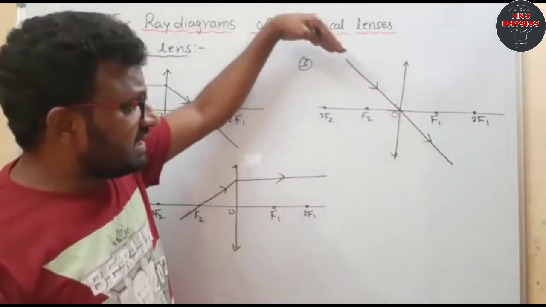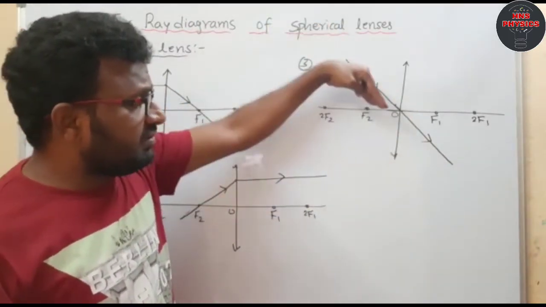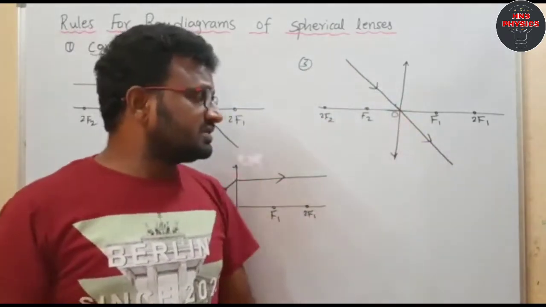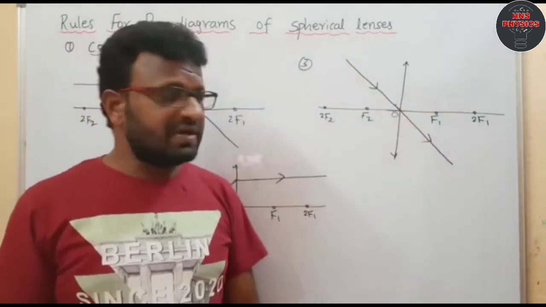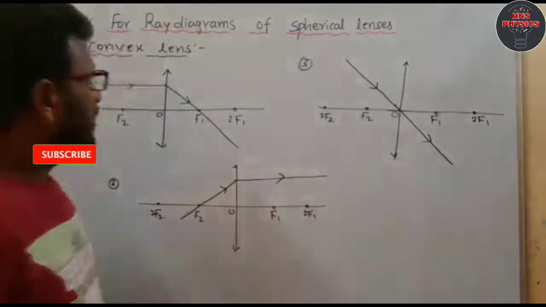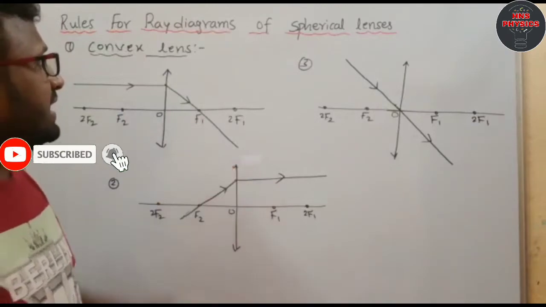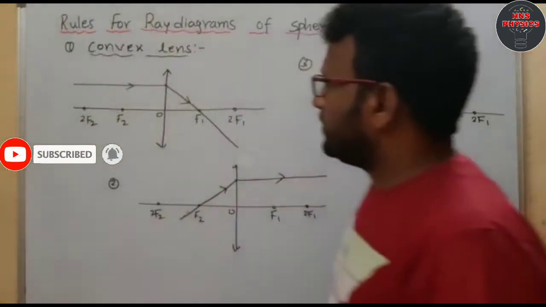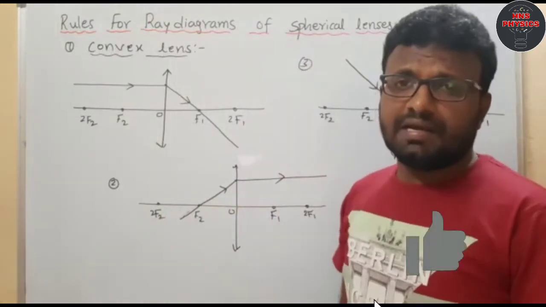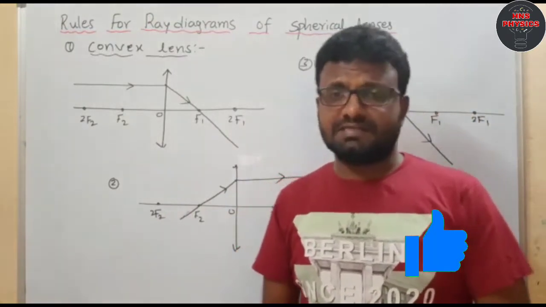That means the ray travels in the form of a straight line. Even after the refraction, the ray does not deviate from its actual path. So these are the rules of ray diagrams of convex lens. By using these three rules, we can draw the ray diagrams of convex lens.